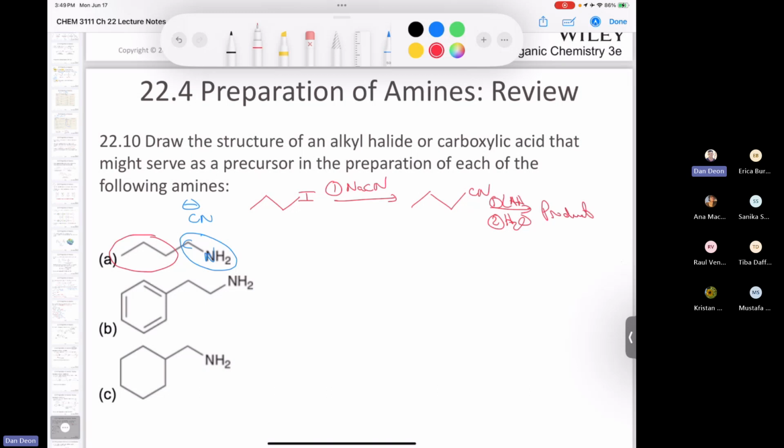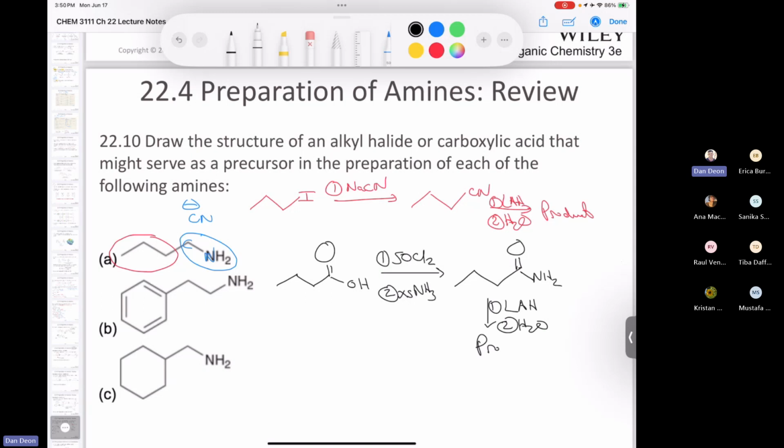Another way you could make this compound would be from the amide. So let's say you have a 1, 2, 3, 4 like this. Oh, alkyl halide or carboxylic acid, my mistake. So you'd start with the carboxylic acid. In step 1, you treat it with thionyl chloride. Step 2, you treat it with excess ammonia. That would give you the amide, the primary amide like this. Then you could reduce that with lithium aluminum hydride, followed by treatment with H2O, and that would give you the product as well.